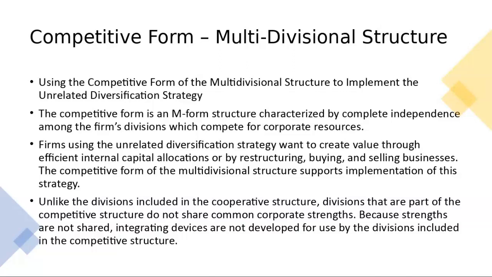And the last one now is the competitive form. The competitive form of the M-form structure is characterized by complete interdependence among the firm's divisions, which compete for corporate resources. So firms using the unrelated diversification strategy want to create value through efficient internal capital market allocations or by restructuring, buying and selling businesses. The competitive form of the multidivisional structure supports implementation of this strategy.